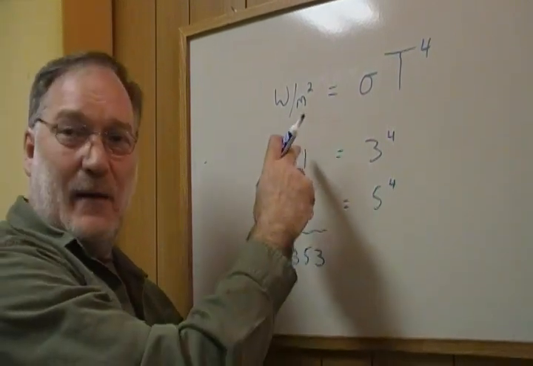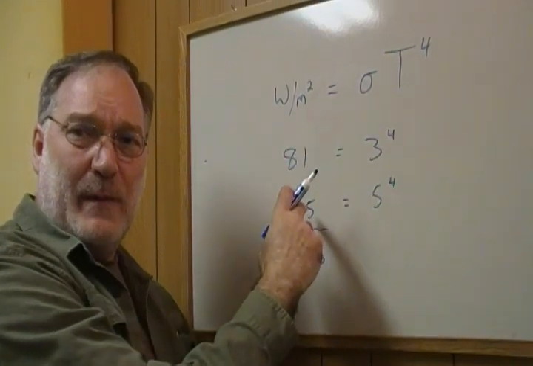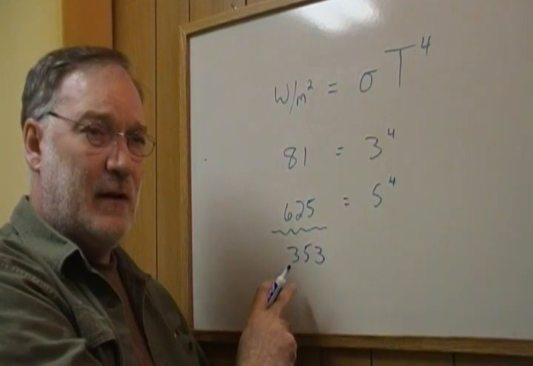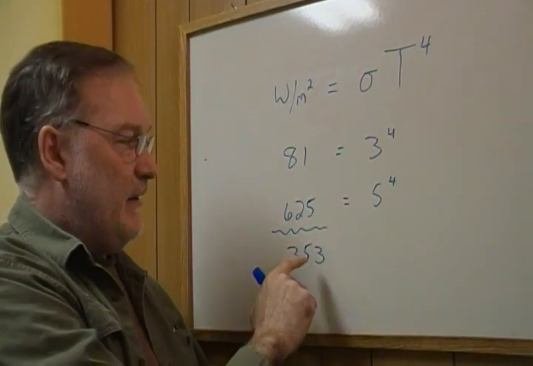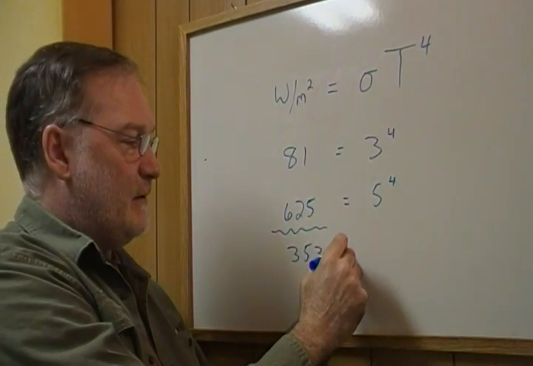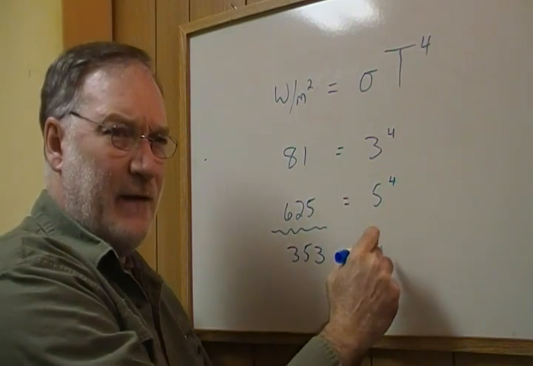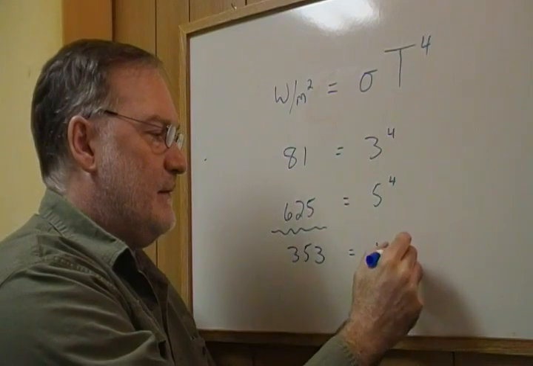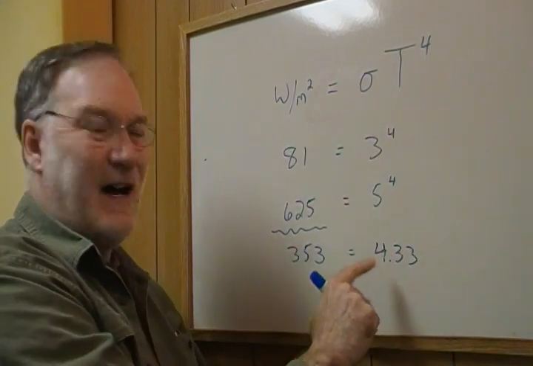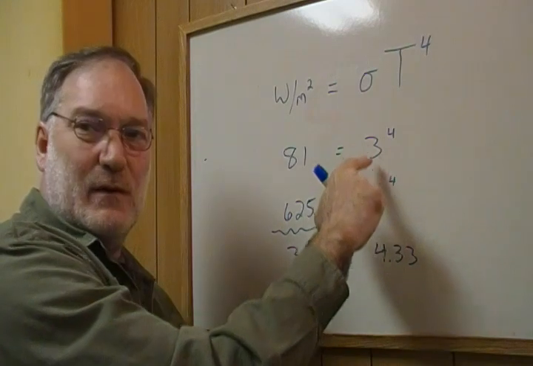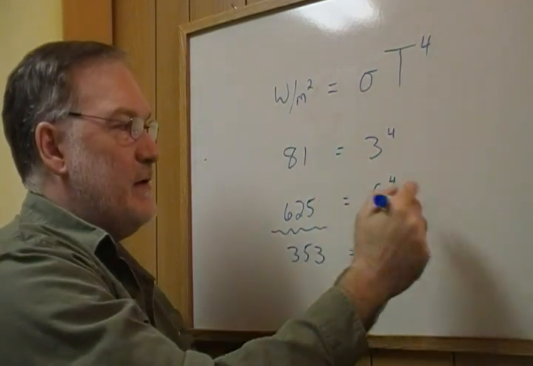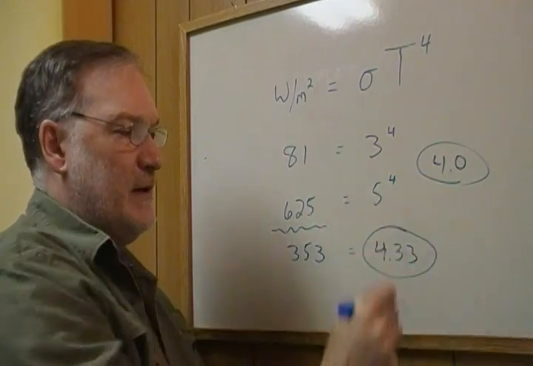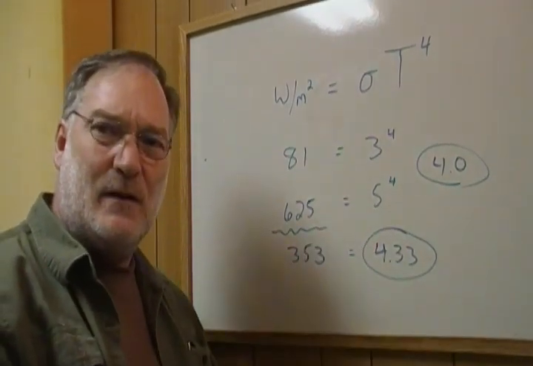If you take the fourth power, if you average the two fourth powers, add them up and divide by 2, you get 353. Now, the fourth root of 353 is about 4.33. And that's too high to be the average of these roots. The average of 3 and 5 is 4.0, and 4.33 is too high to be the average of those roots.